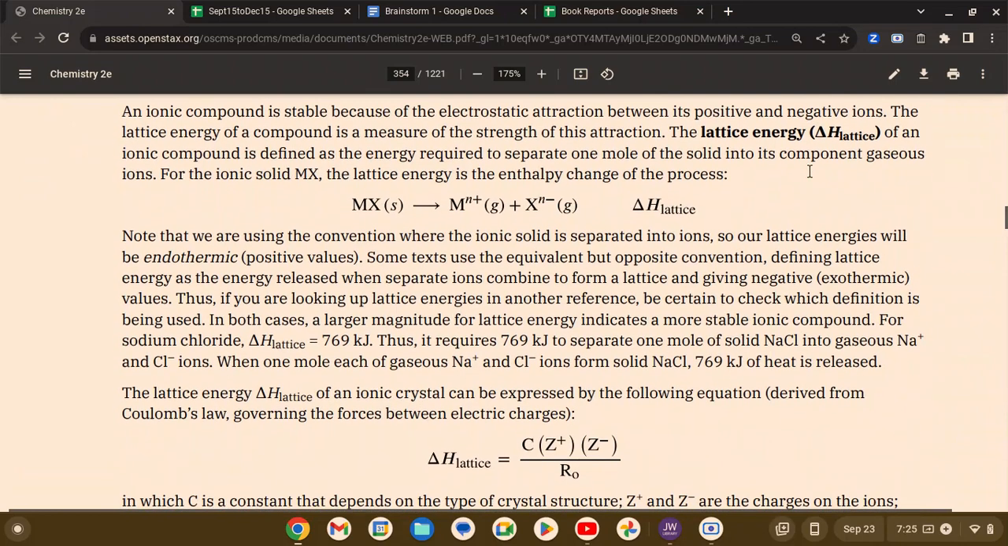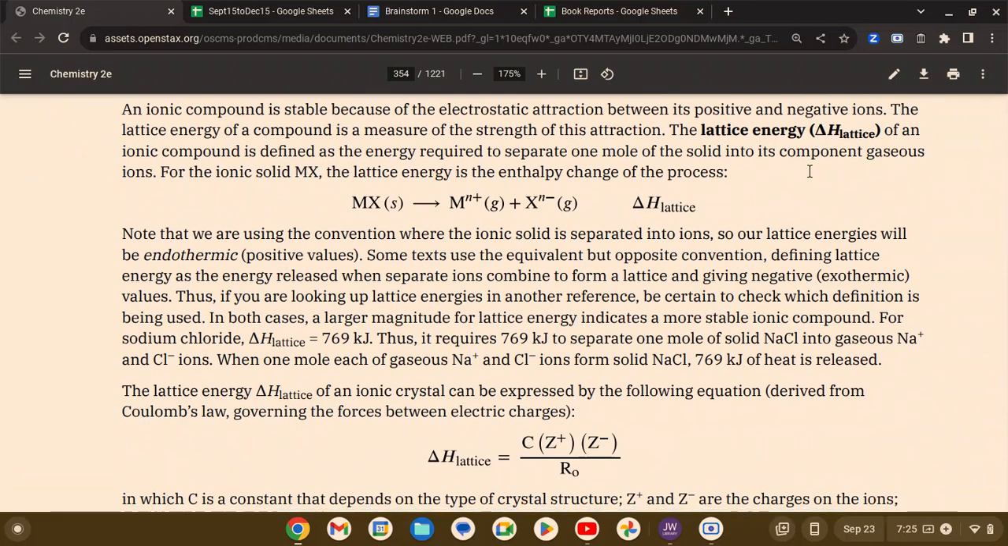Ionic bond strength and lattice energy. An ionic compound is stable because of the electrostatic attraction between its positive and negative ions. The lattice energy of a compound is a measure of the strength of this attraction. The lattice energy, delta H lattice, of an ionic compound is defined as the energy required to separate 1 mole of the solid into its component gaseous ions.